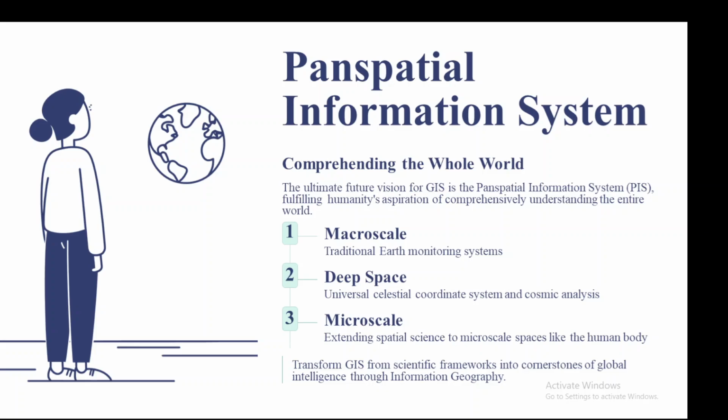Now, to achieve such a vision, we need a strong theoretical foundation, what scientists call information geography. This emerging discipline will explore how geographic information is generated, transmitted, transformed, and also applied. It's a bridge that connects our raw data, like that of satellite data, or any descriptive data that humans have collected, or human developed machines have collected, everything together. And this science will ultimately make the PIS, that is the pan spatial information system, possible.